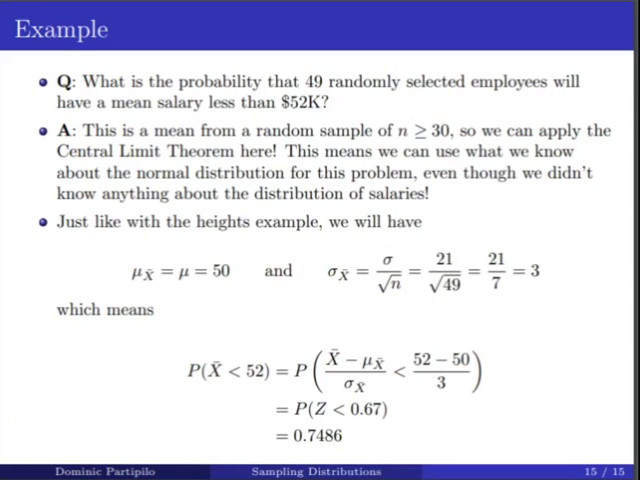And so that means when we carry out our normal calculations here, we can standardize X bar by subtracting its mean and dividing by its standard deviation. And then on this side, we're going to have 52 minus 50 divided by 3 because our mean was 50 and our standard deviation was 3. And in this case, we're going to get the probability that Z is less than 0.67, which is 0.7486. So this means that the probability that 49 randomly selected employees will have a mean salary less than $52,000 is 0.7486.